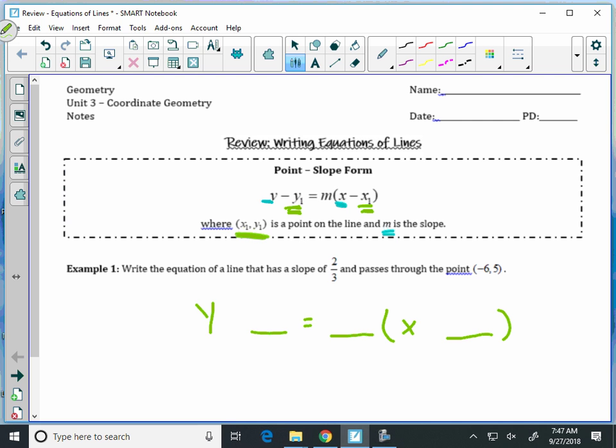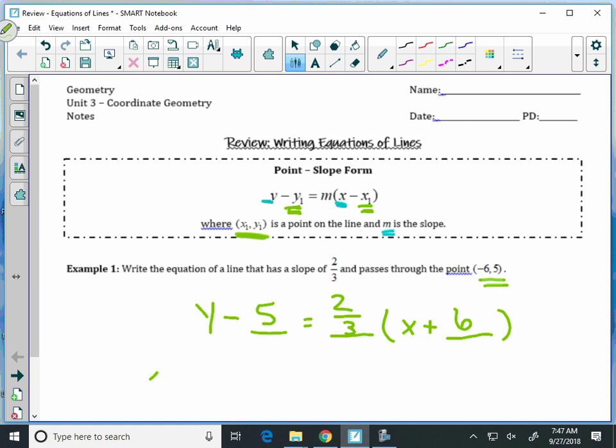Whatever is the y value in our point goes in with the y. So what's the y value of our point we were given? 5. But what did we say happened to the 5 when we plugged it in? Kennedy? It becomes negative. It changes sign. So it's actually a -5. Is equal to what goes in front? 2/3. The slope goes in front. And then the x value of our point goes with the x. What's the x value of our point? -6. But what did we say happened to the sign? It switches to a positive, so it's actually +6.